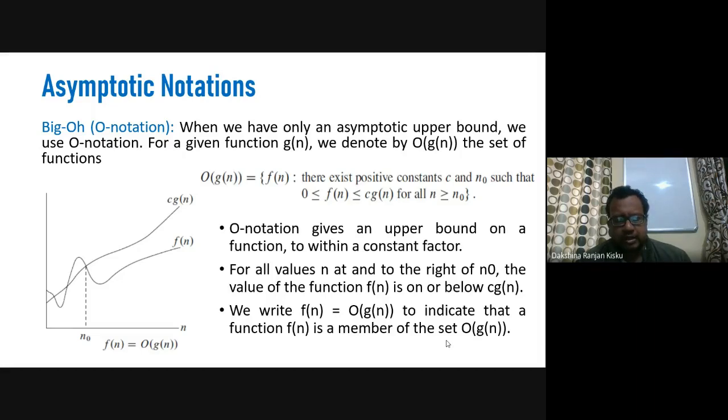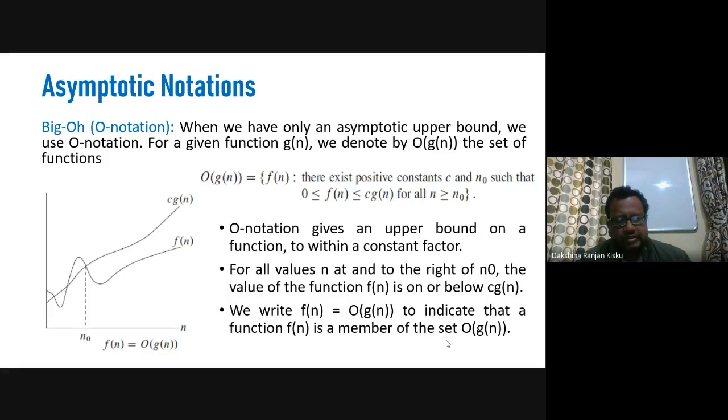So we can write order of g(n) equal to f(n) such that there exist positive constants c and n0 such that 0 ≤ f(n) ≤ c·g(n) for all n ≥ n0. That means if we consider the graph on the left-hand side, here we can see that there is a function f(n), and this function is determined from some algorithm. So an algorithm generates this function f(n) in terms of the running time t.